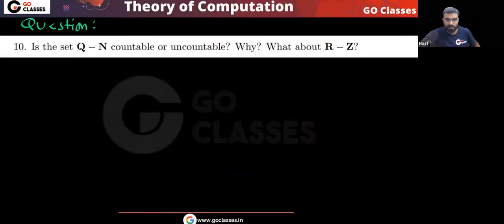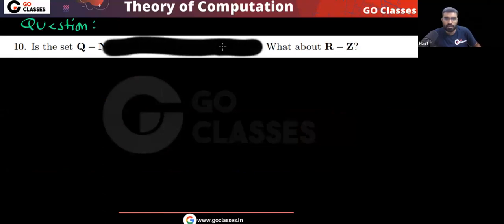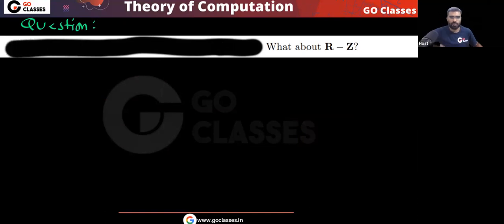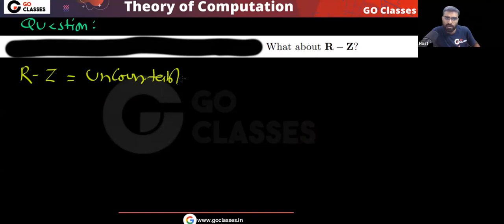Okay, what about the next one? What about R minus Z? How can you prove that R minus Z is uncountable? You are saying R minus Z is uncountable, but how will you prove it? Give me a proof. You are a GO Classes student, you should prove.